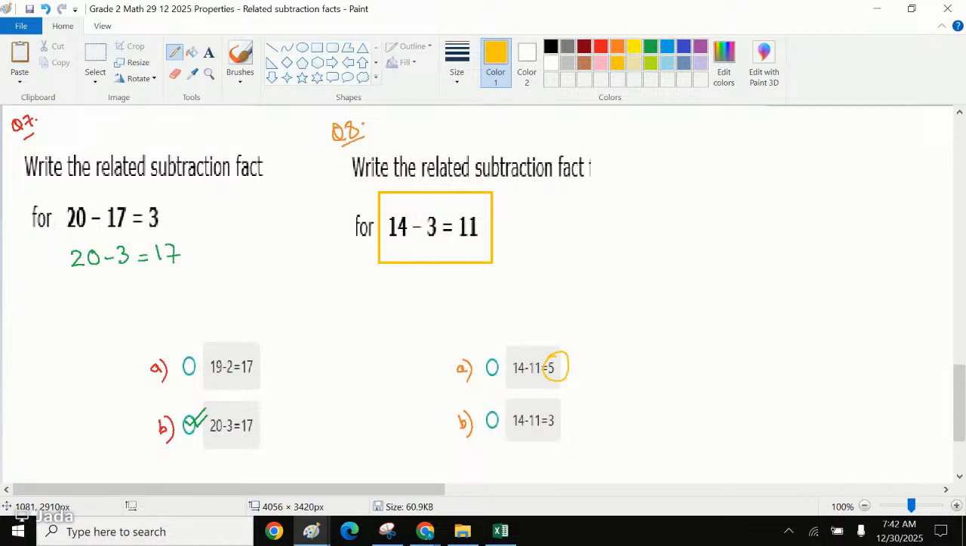Then what should be the related subtraction fact for this? That would be the reverse. 14 minus 11 would be 3, right? And yes, thank you for the option B. Thank you, May. Okay, 14 minus 11 is equal to 3.